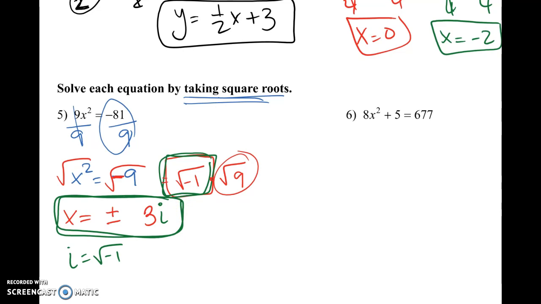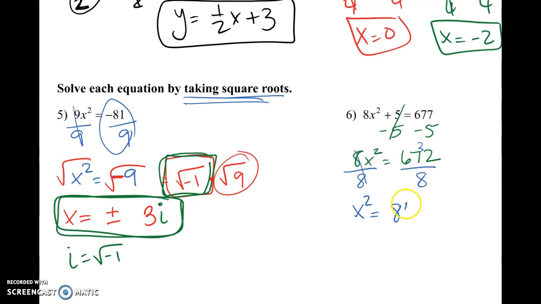For number 6, we're going to go ahead and subtract the 5 because we're trying to isolate the squared term. And I get 8x squared equals 672. So I need to divide by 8 to get the x squared by itself. So x squared equals 672 divided by 8. Well, let's see. 8 goes into 67 8 times with a remainder of 3. So 8 goes into 32 4 times.